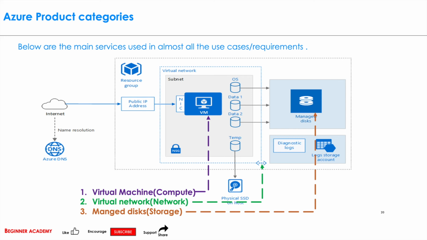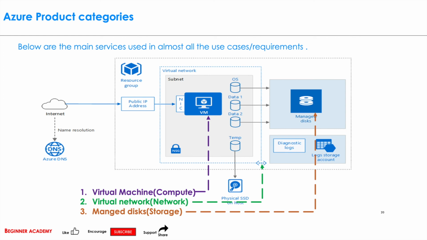Second one being virtual network. Virtual network is used to secure our virtual machine in this case, right? It is nothing but a boundary, right? A demilitarized zone. Without proper access, no one can access the services hosted on this virtual network.